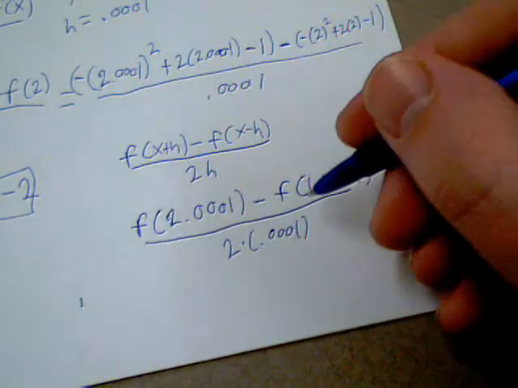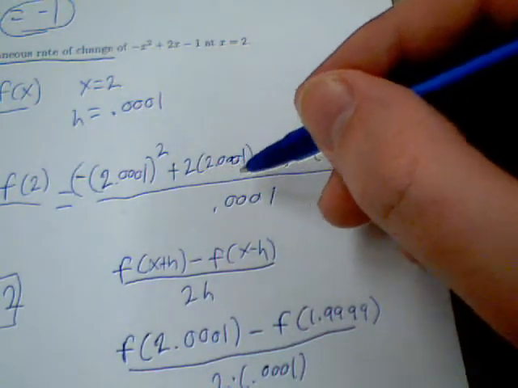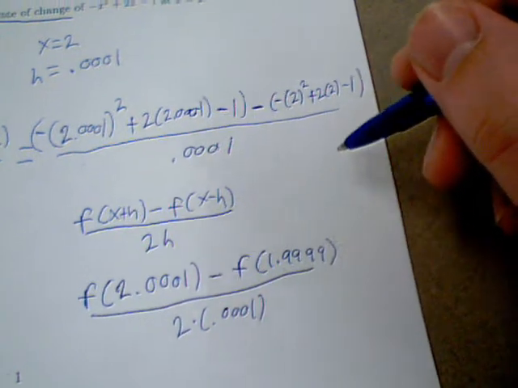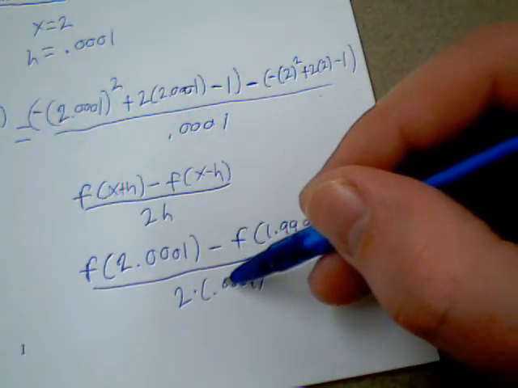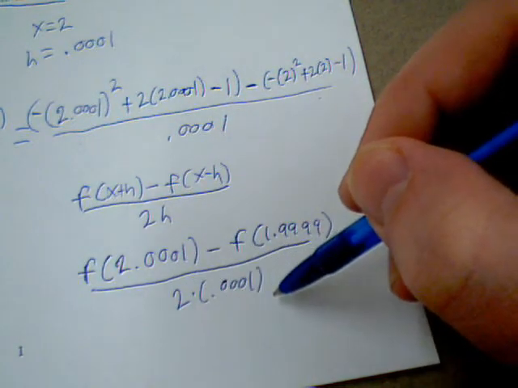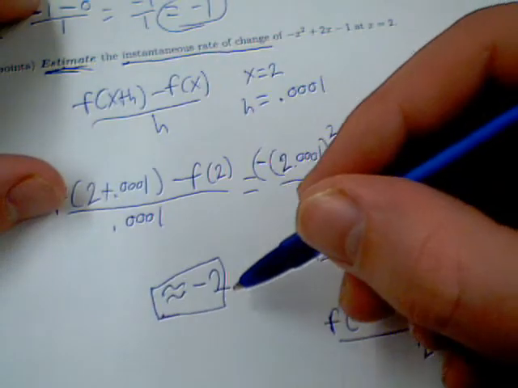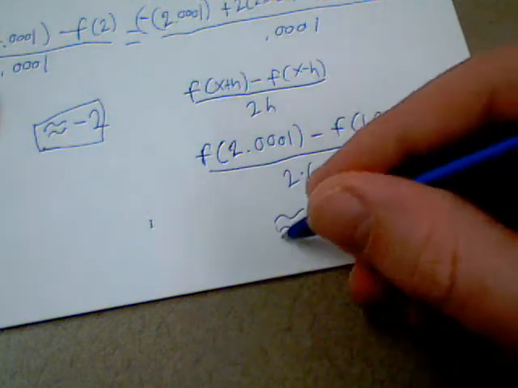And if you plug this in your calculator, you plug in 2.0001 just like you did up here. Then you're going to have to plug in 1.9999 over here. And then you divide it by, this will be 0.0002 instead of 0.0001. Plug this into your calculator and you should get something even closer to negative 2. So this should give you about the same answer.